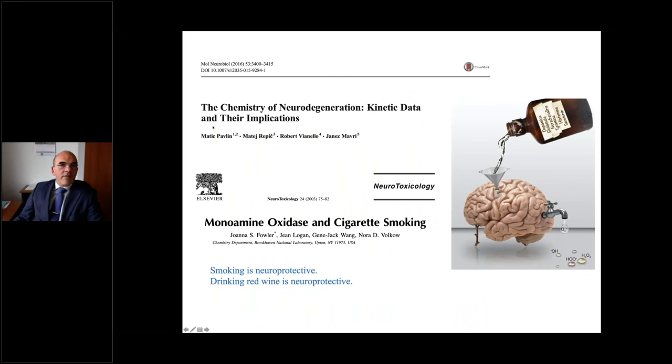Together with Matic Pavlin and Matej Repic and Robert, we basically collected kinetic data of all processes relevant for neurodegeneration. And so these reactions are waiting for computational treatment. A side effect is, when we are carefully searching the literature, that monoamine oxidase is blocked by hormones if one is smoking cigarettes. So smoking is highly neuroprotective, and drinking red wine is also neuroprotective. So people in the tobacco industry, of course, love this research very much.